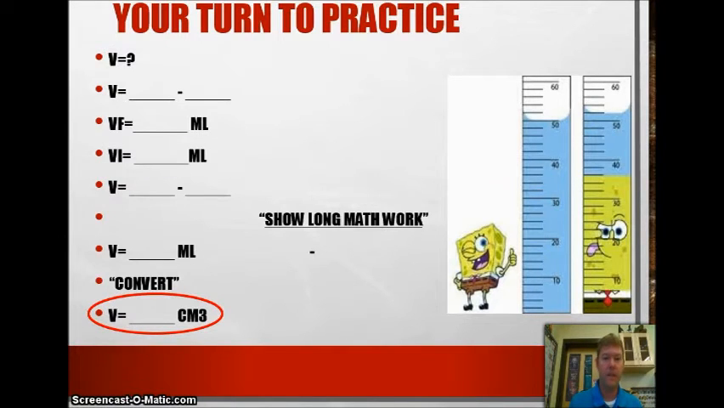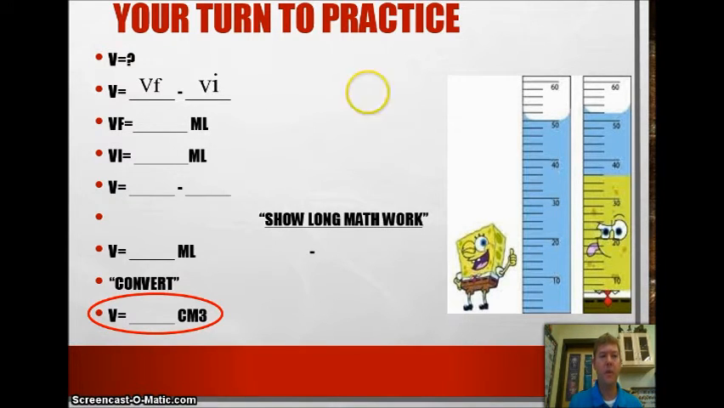Here's a practice one. Let's take SpongeBob. Let's try to squish the square SpongeBob here into the container and see what we get. So we're going to solve for his volume. So V equals question mark. All right, so we have to write the equation. What's the equation? V equals Vf minus Vi.